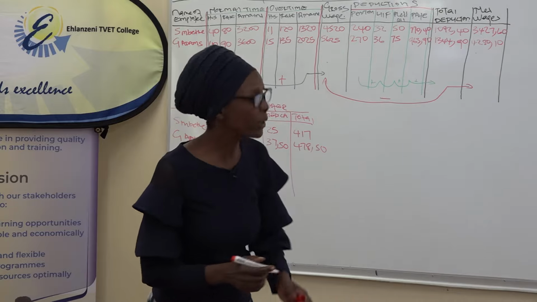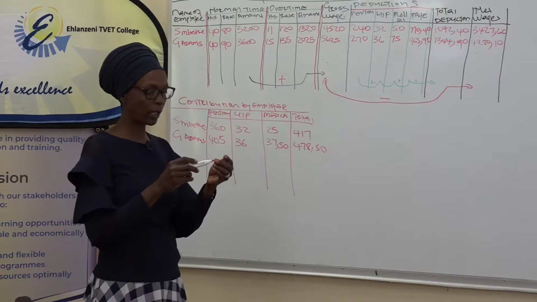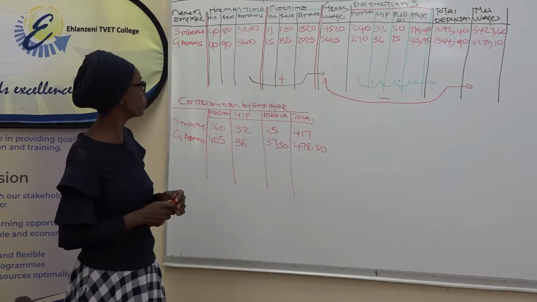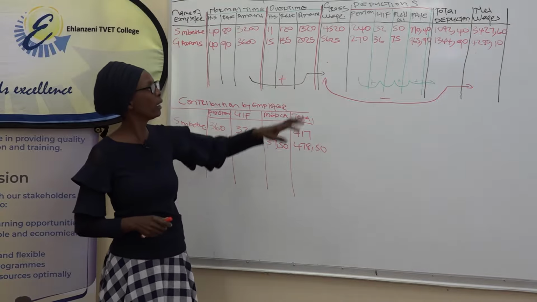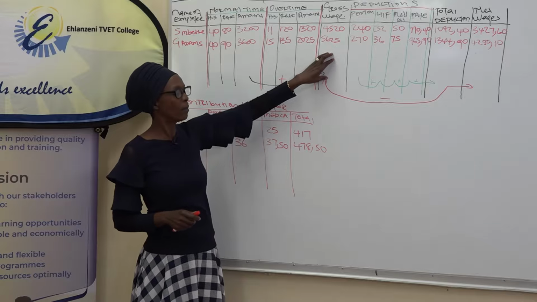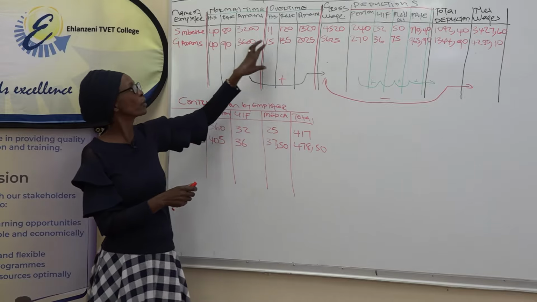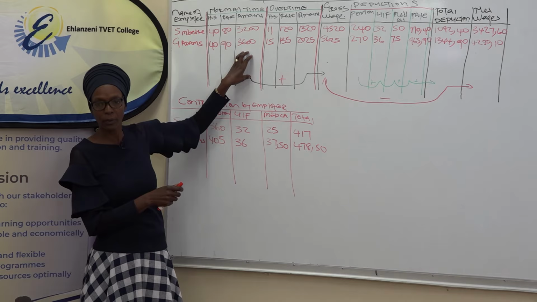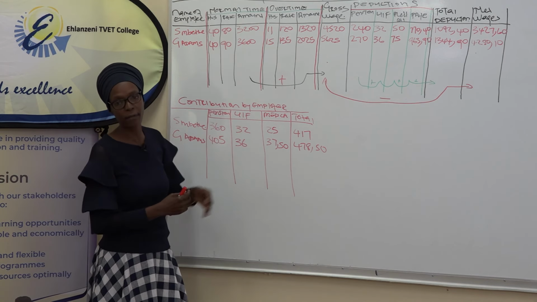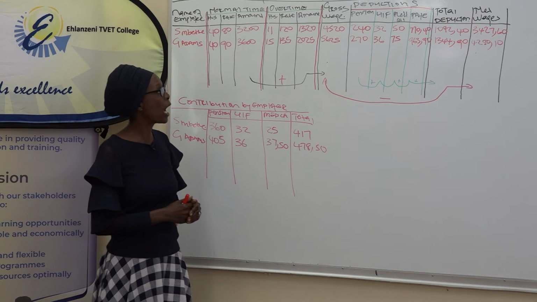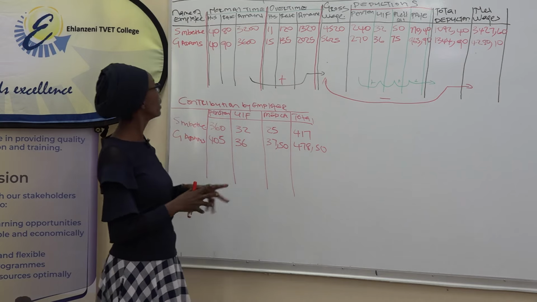Then it is very important to check which amount you are supposed to use. Because most of the learners make a mistake and take the gross salary, but the examiner says use the normal time amount. Then we have to check each and every deduction. Which amount are you supposed to use?